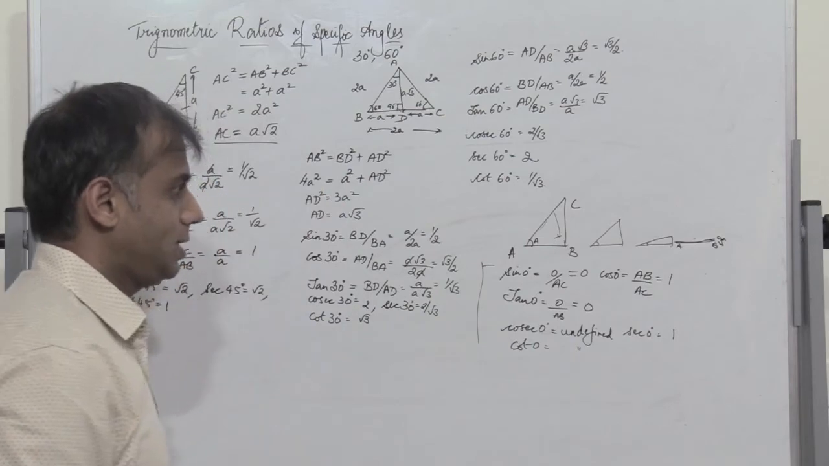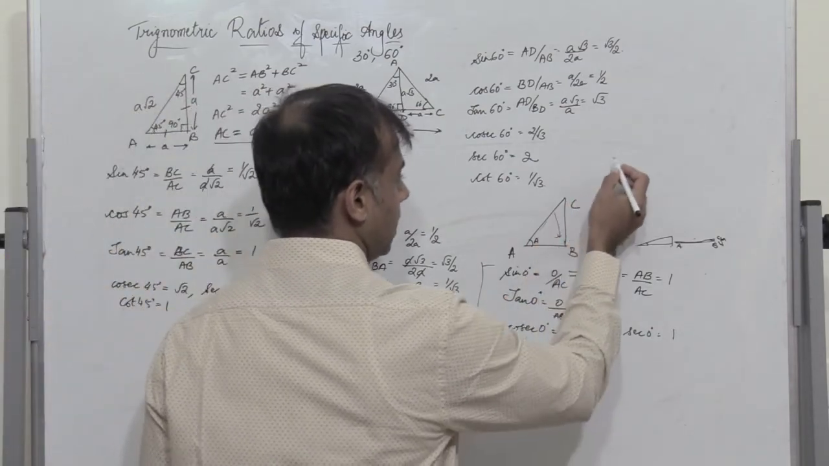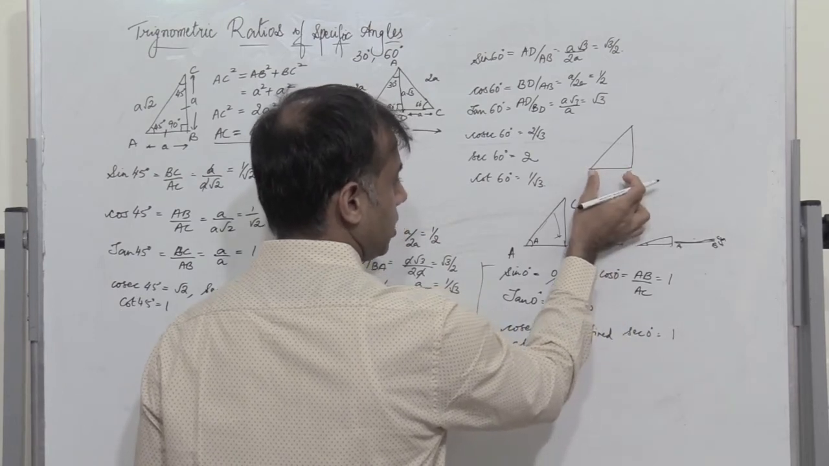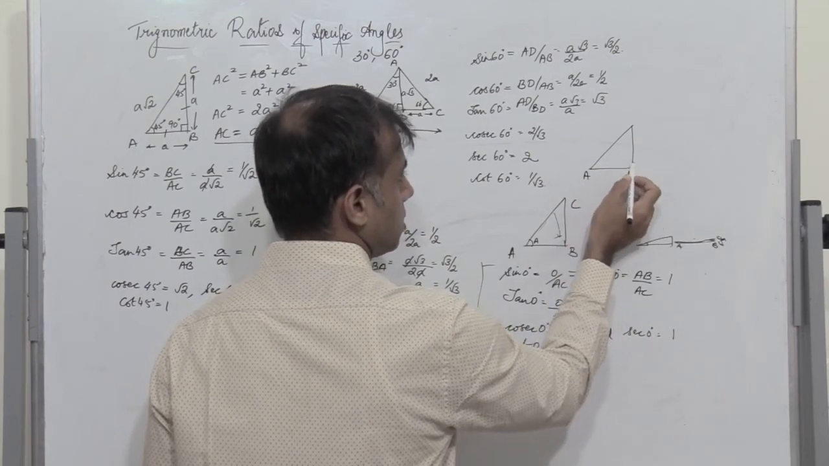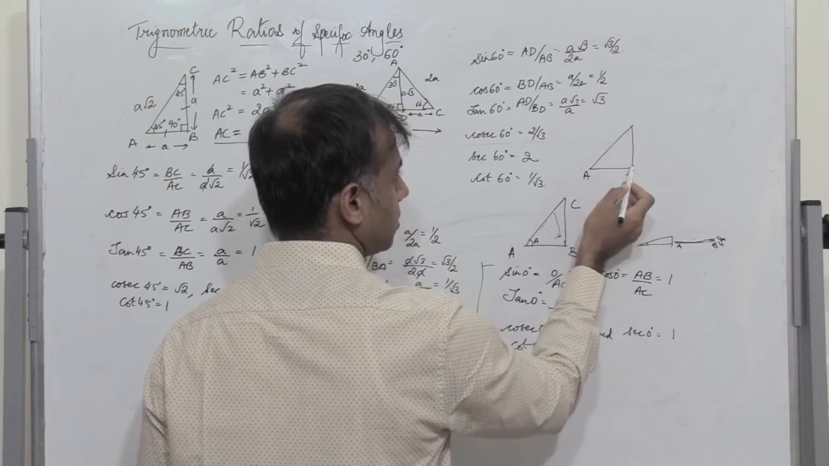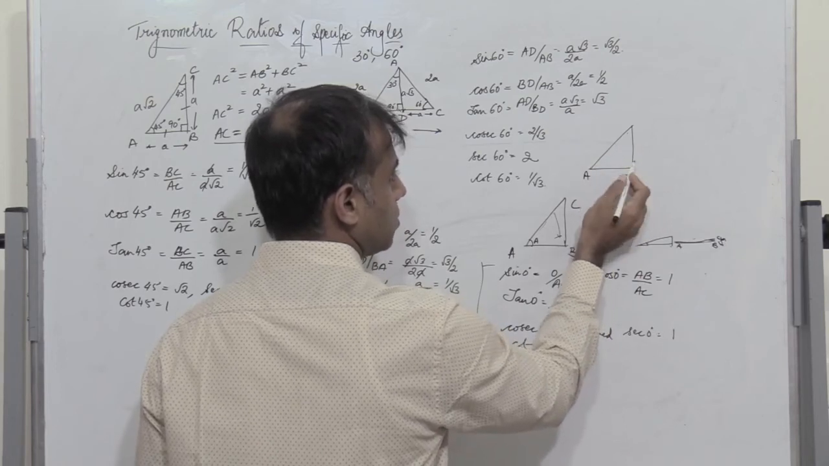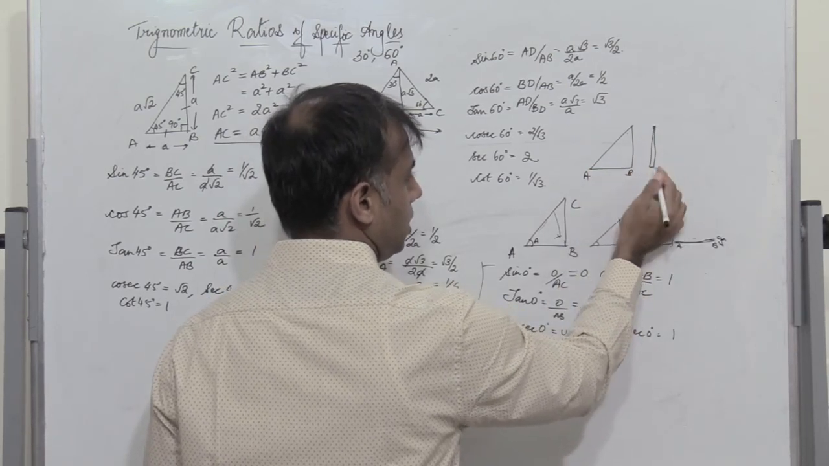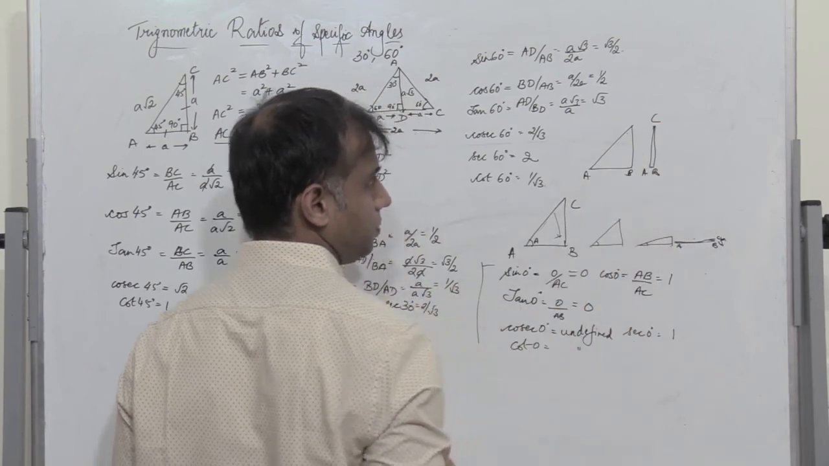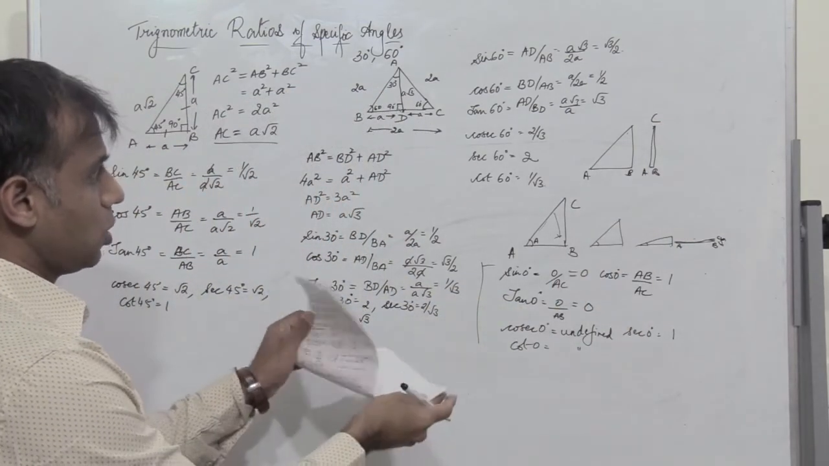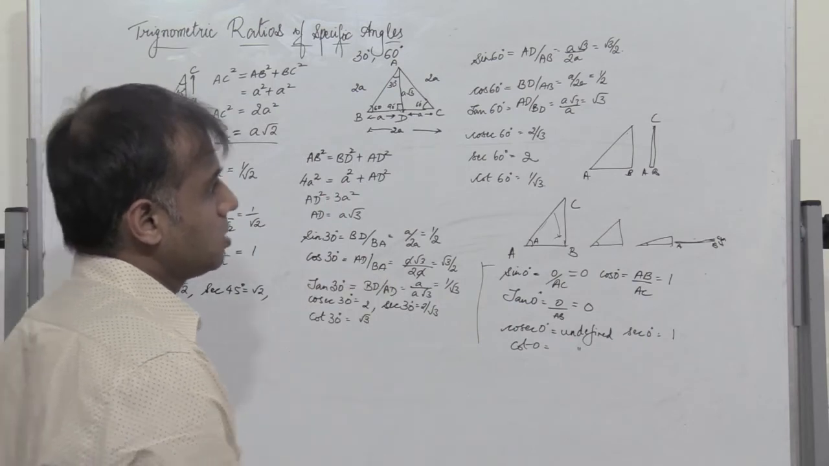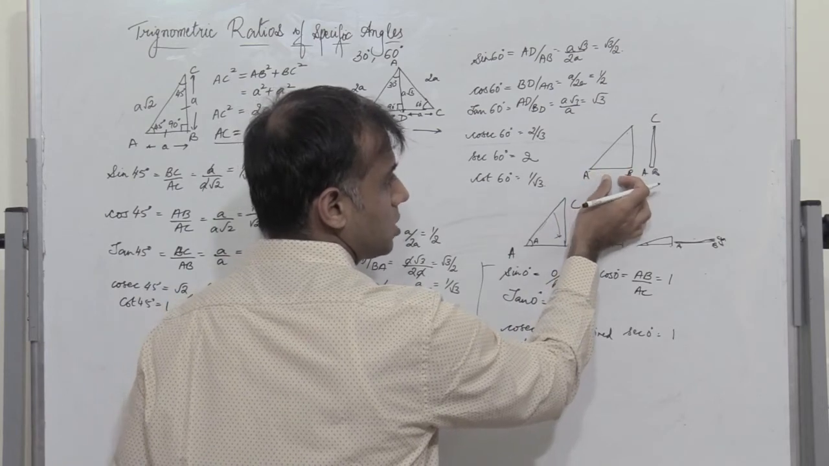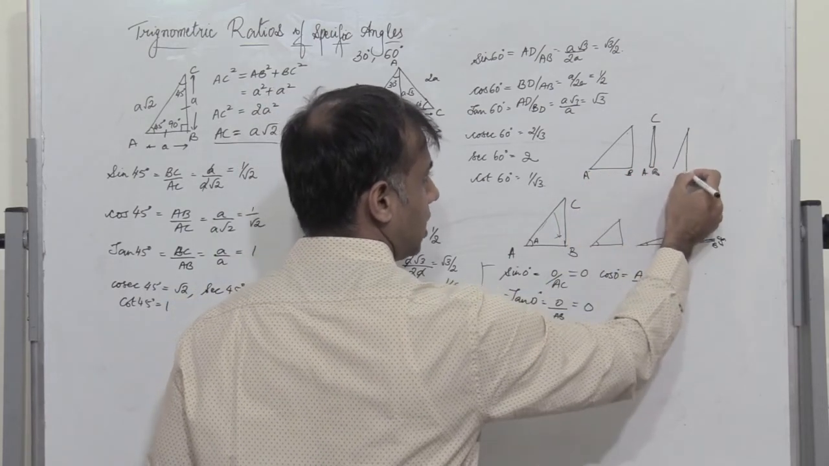Now what happens for 90 degrees? For 90 degrees I have the same triangle. Now let's assume that AB is reducing. So this becomes smaller and smaller, and I get AB which is reducing. So these two are coming closer and closer. Right, so when this comes closer and closer, let's assume that I have a condition like this.